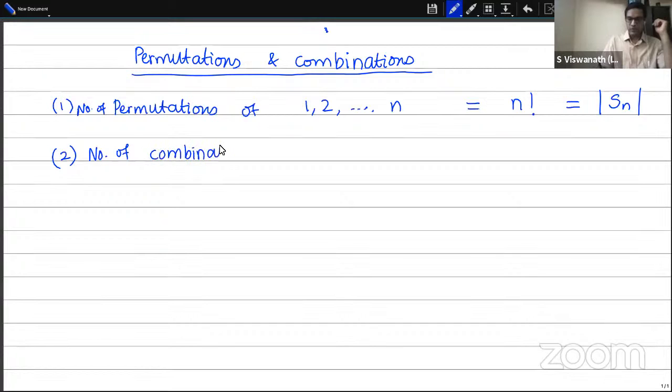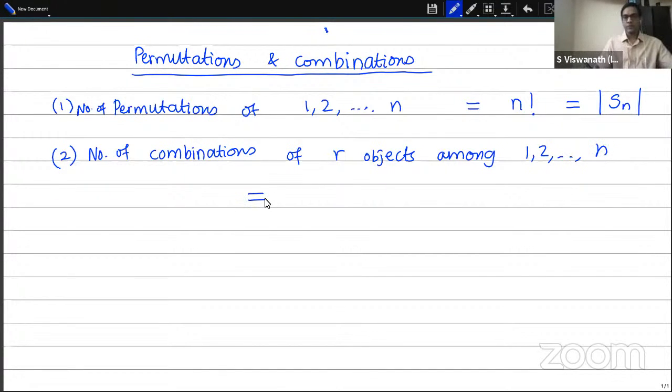So the number of combinations of R objects among n distinct objects labeled 1 through n. In other words, it's the number of ways of picking R elements out of these n, and that is what we call nCr. So this is n factorial by R factorial times n minus R factorial. And here R is a number between 0 and n.